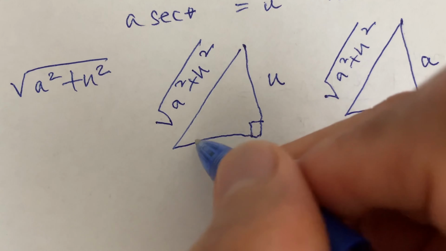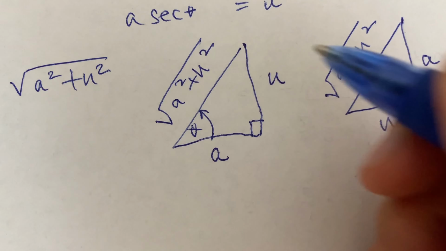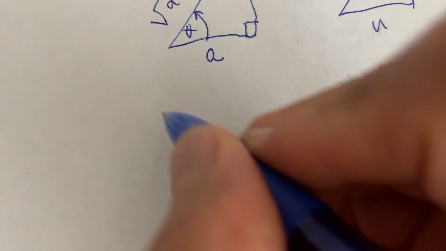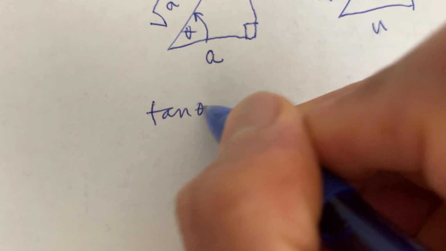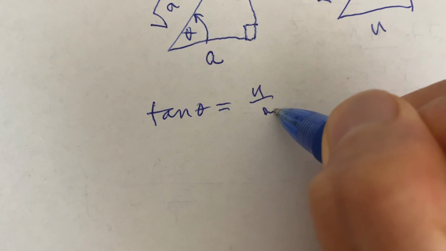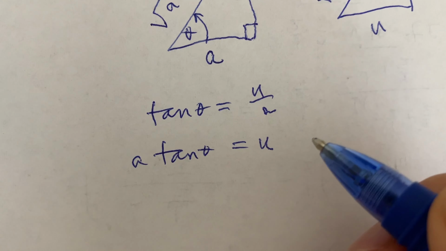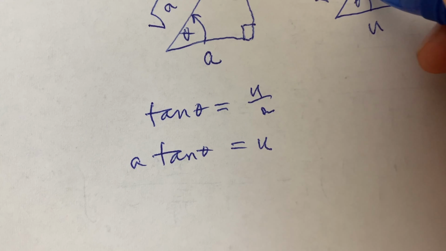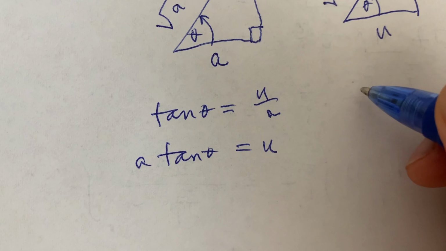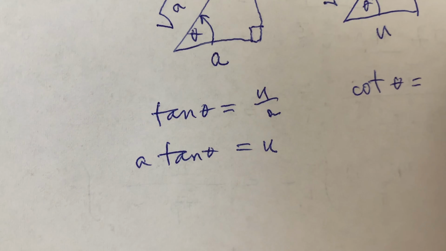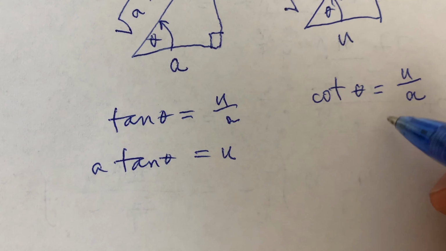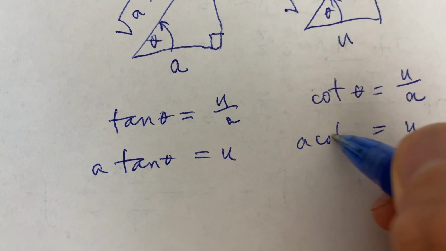If this is the case, then you're going to use here the tangent. Tangent of theta is equal to u over a, which will give you a tangent theta is equal to u. If this is the case, then you're going to use cotangent. Cotangent of theta is equal to u over a, and so u is equal to a cotangent of theta.